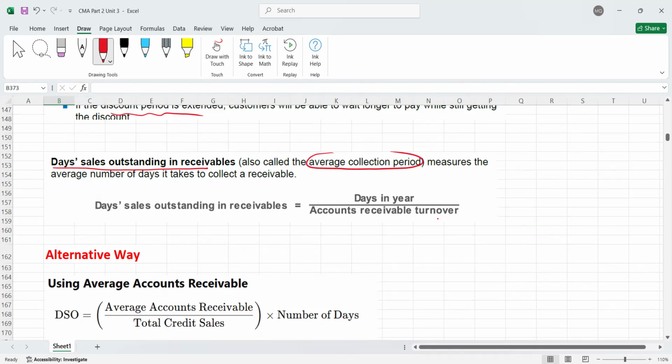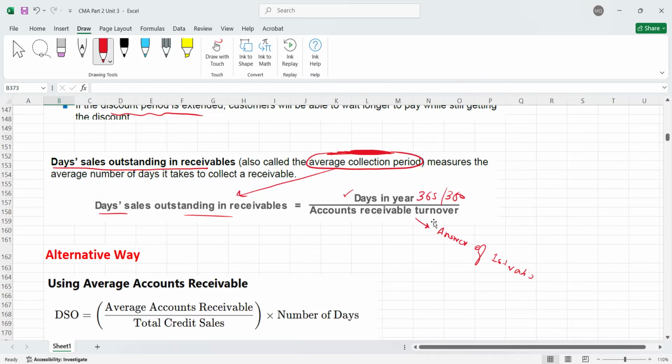So the question is how you will calculate this average collection period, also called days sales outstanding in receivables. So what's the formula? There are two formulas to calculate it. The first formula is based on turnover. You take days in a year, which could be 365 days or 360 days, whatever is given in the question, use that one, divided by account receivable turnover. Actually, this denominator is the answer of the first ratio, which we have learned.